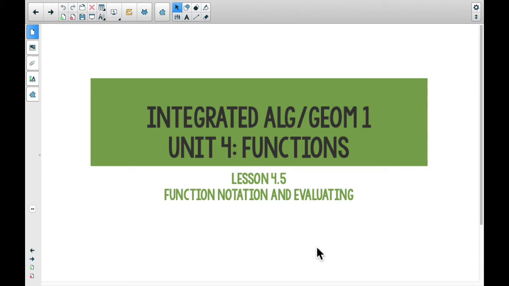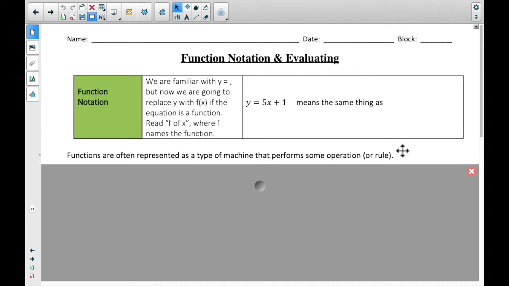Hi everybody, this video today is going to cover lesson 4.5 on function notation and evaluating. So when we talk about function notation, what we're talking about is f of x. That's the main thing. And so we all know what y equals means, but we're going to replace it now with f of x. And f of x is just the name of a function. It could also be g of x or h of x or almost any letter, but it was just f of x because it's for function.